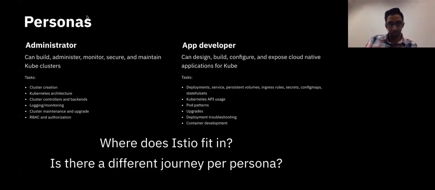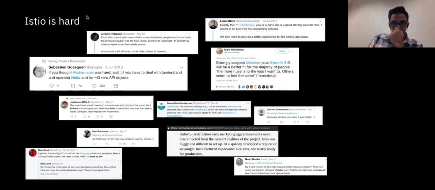So in that case, we need to understand where does Istio fit into here? What is our target persona? And there's going to be different journeys per persona. The administrator might just be the first half, the install and configure section, and then the app developer persona can start off with Istio on top of an existing cluster.